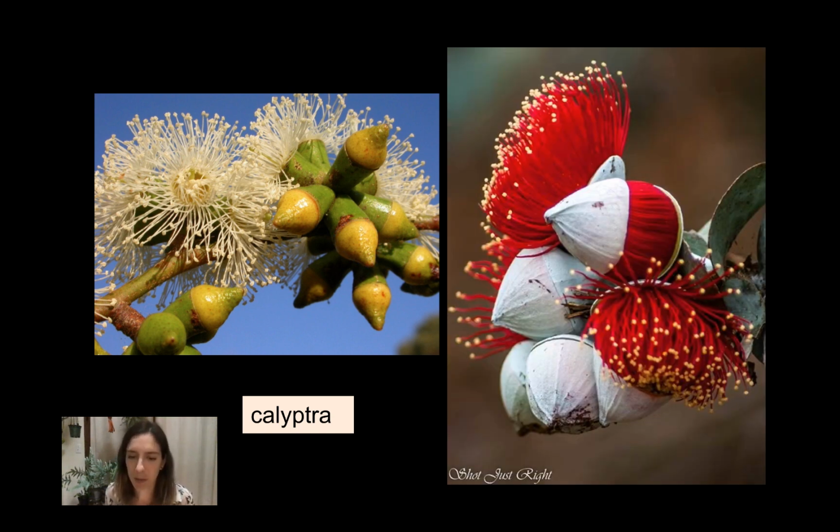This spectacular picture, even labeled, shot just right, is showing the calyptra falling off right at that stage that the stamens are being exposed to the world for the very first time. Again, in that picture on the right, that's just a different species. It happens to have very brightly red-colored filaments, and that calyptra is sort of that grayish, bluish cap coming off of it. Again, that fused perianth.